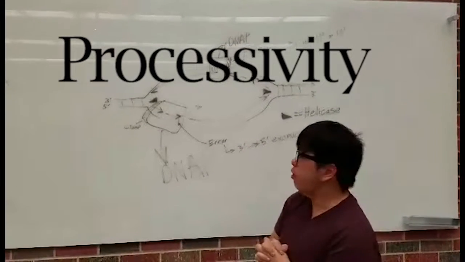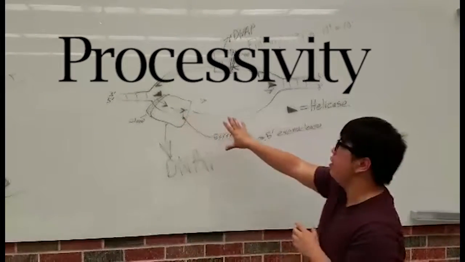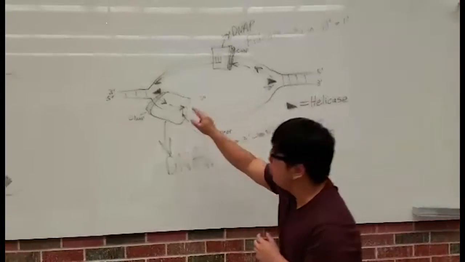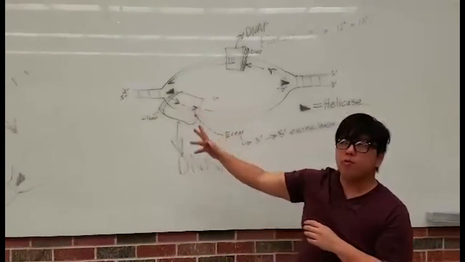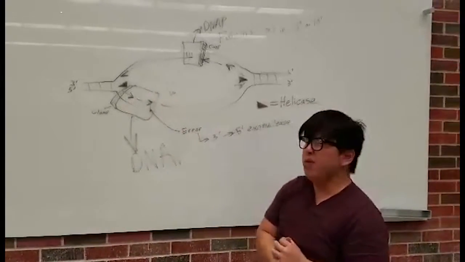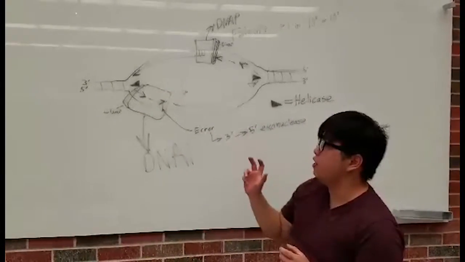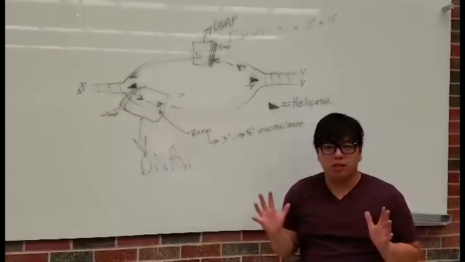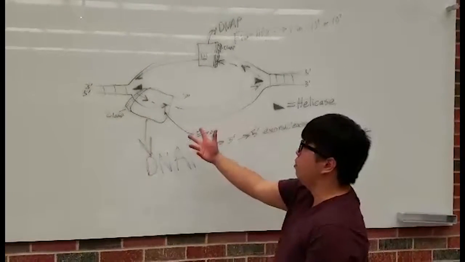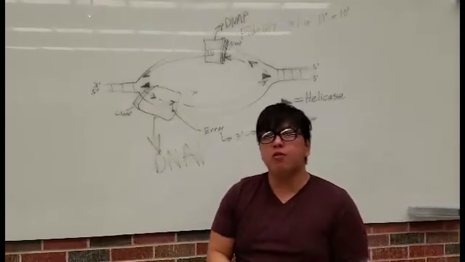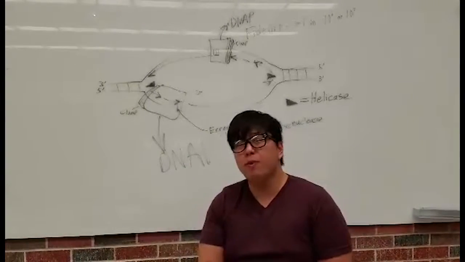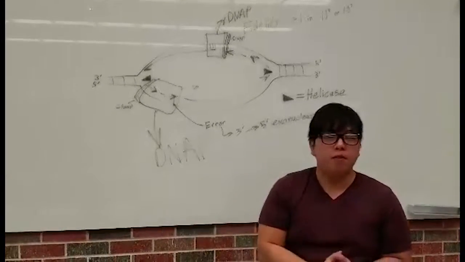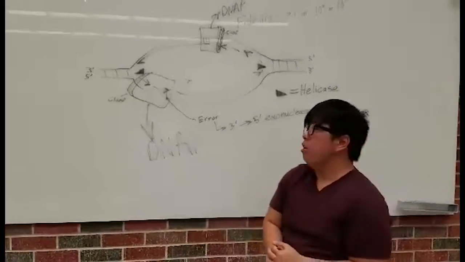Processivity is the number of nucleotides added per binding event of the DNA polymerase. And one very important factor of the DNA polymerase's processivity is known as the clamp. The clamp is known to dramatically increase the processivity of the DNA polymerase. In E. coli, it can go from about 10 base pairs per event to about 50 kilobase pairs per event.